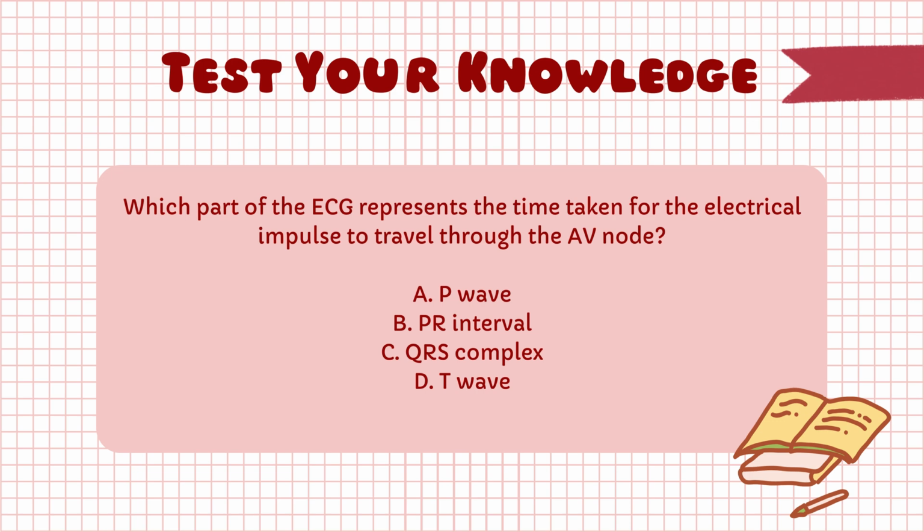Which part of the ECG represents the time taken for the electrical impulse to travel through the AV node? A. P wave. B. PR interval. C. QRS complex. D. T wave.